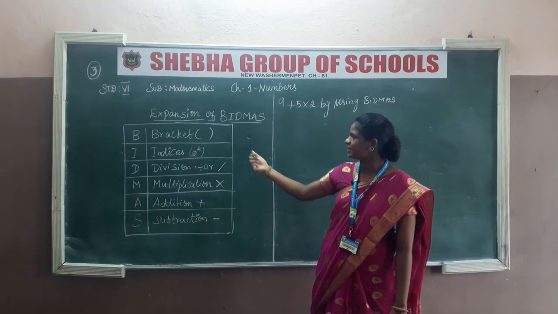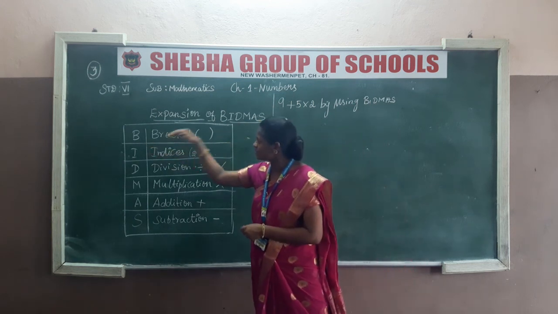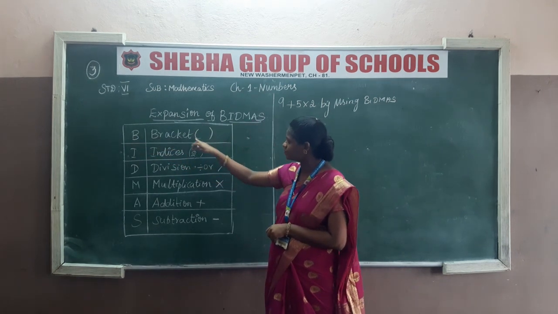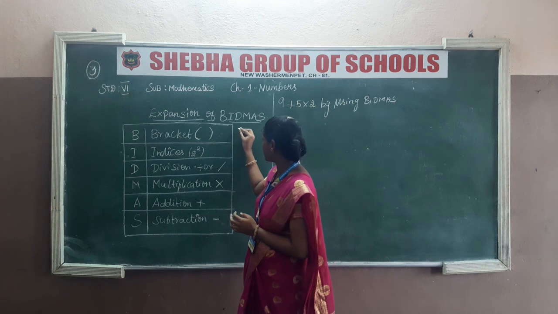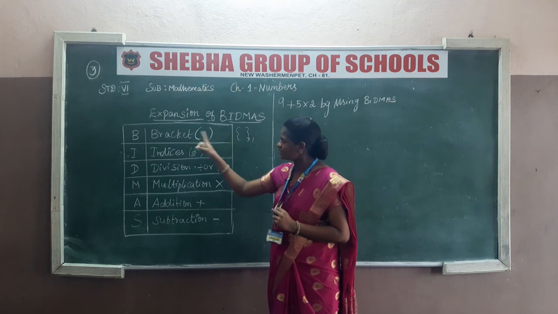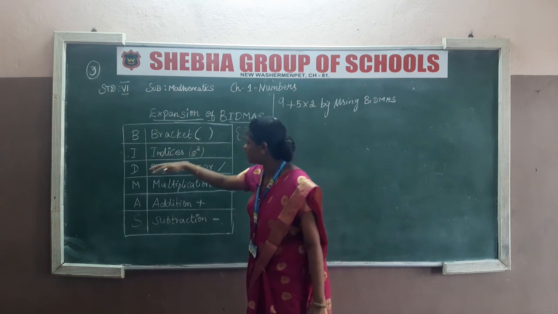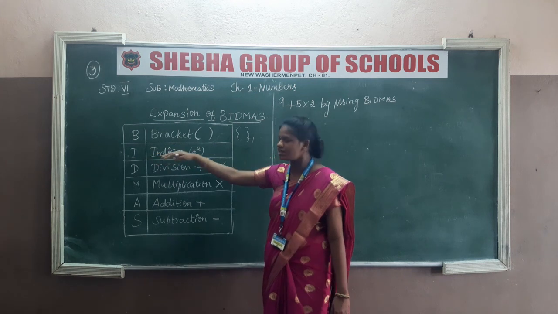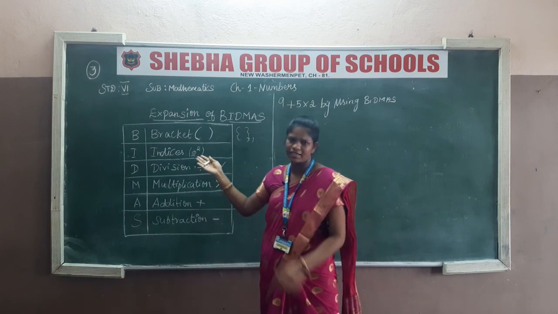Next we have to see the expansion of BIDMAS. Okay, BIDMAS is a method. Now B means bracket. This is the symbol of the bracket, and there are also flower brackets and other brackets, but the bracket is the first of BIDMAS. So bracket is denoted by B and indices is denoted by I. Indices means 2 power 2, 3 power 3. Next class we will discuss this.